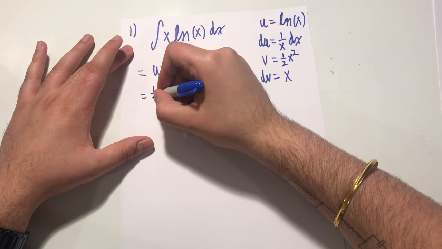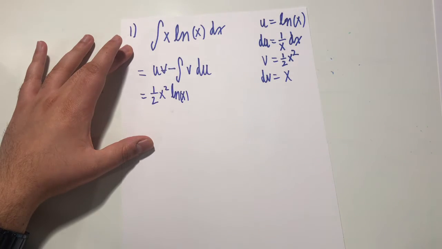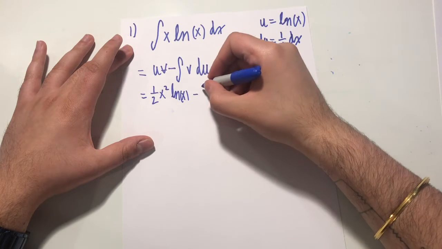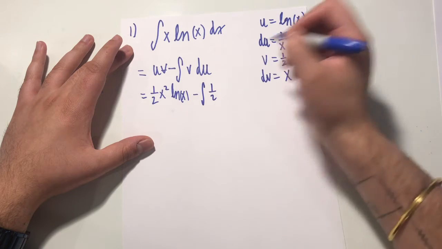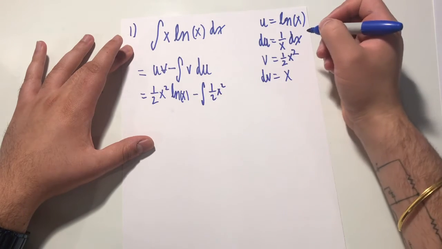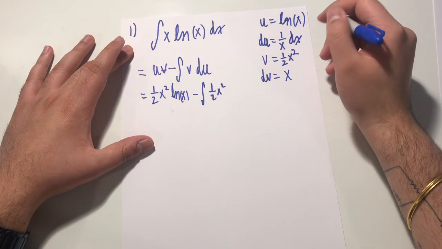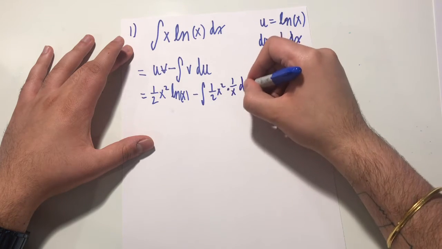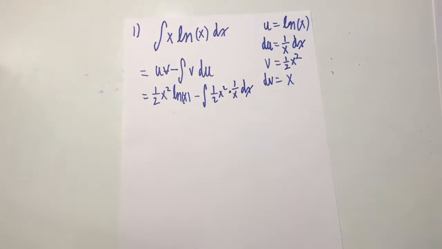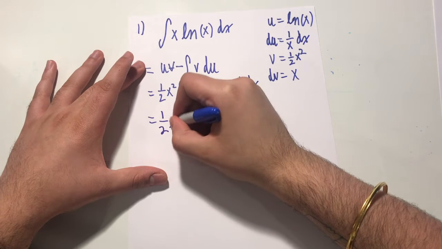So that gets me 1/2 x squared ln of x, and that can just stay up front, subtracted by the integral of v du, which is 1/2 x squared times 1 over x dx. Now we can simplify stuff here, right? So we'll just do that just to make the integration a lot easier on us.